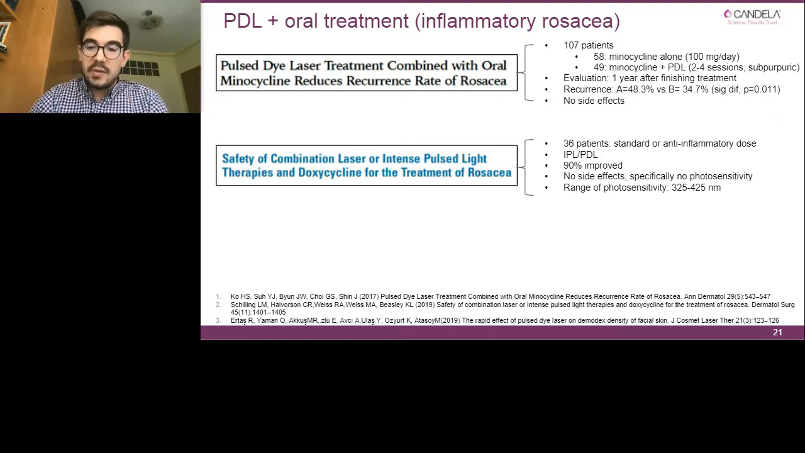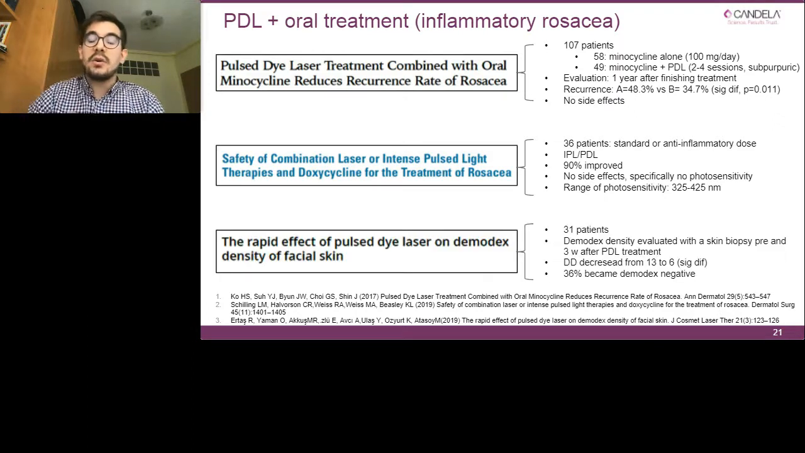Also, I find this very important when treating inflammatory rosacea. The PDL does not only reduce the vascular density, but it also helps you with decreasing the demodex density. Demodex is a microorganism that has been related to flares of rosacea, and it may be important in the pathogenesis of rosacea. So in this article, they include 31 patients, and they try to evaluate the demodex density prior and after the use of the PDL, and they see a significant decrease in the demodex density, and more than 1/3 of the patients became demodex negative after the treatment.